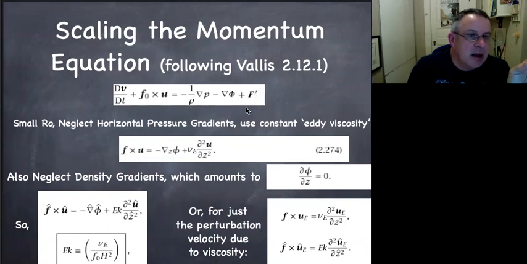And then when we try and contemplate a balance for this perturbation velocity due just to the viscous term, if this balances that, that means that the Ekman number, which is the size of this term versus the size of this term, needs to be 1, so that this is just as big as that, and they can balance each other. And that's how we get the Ekman depth, is from that balance.